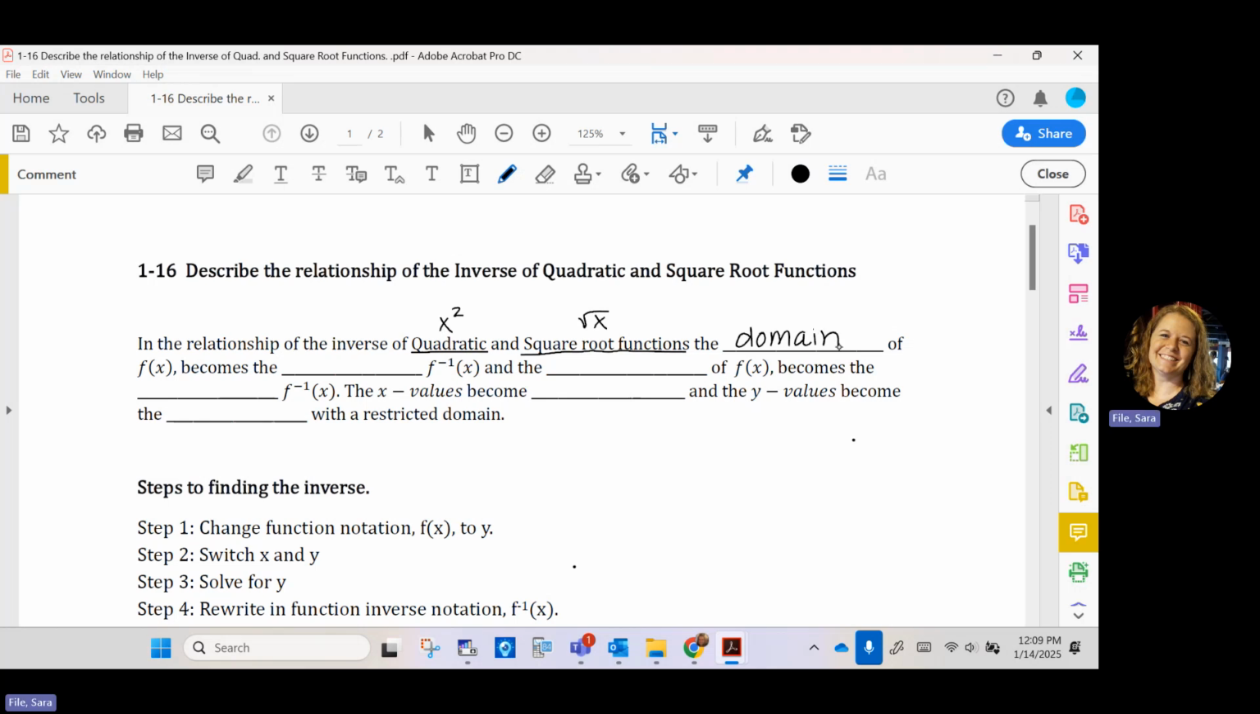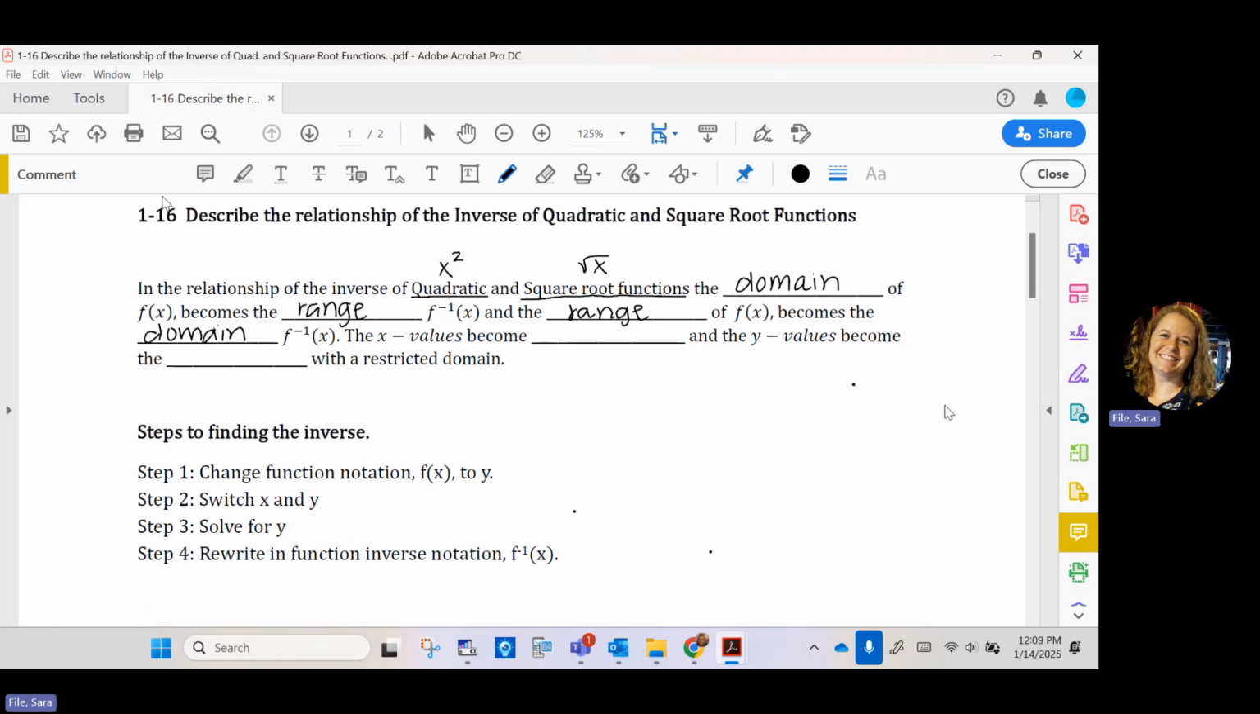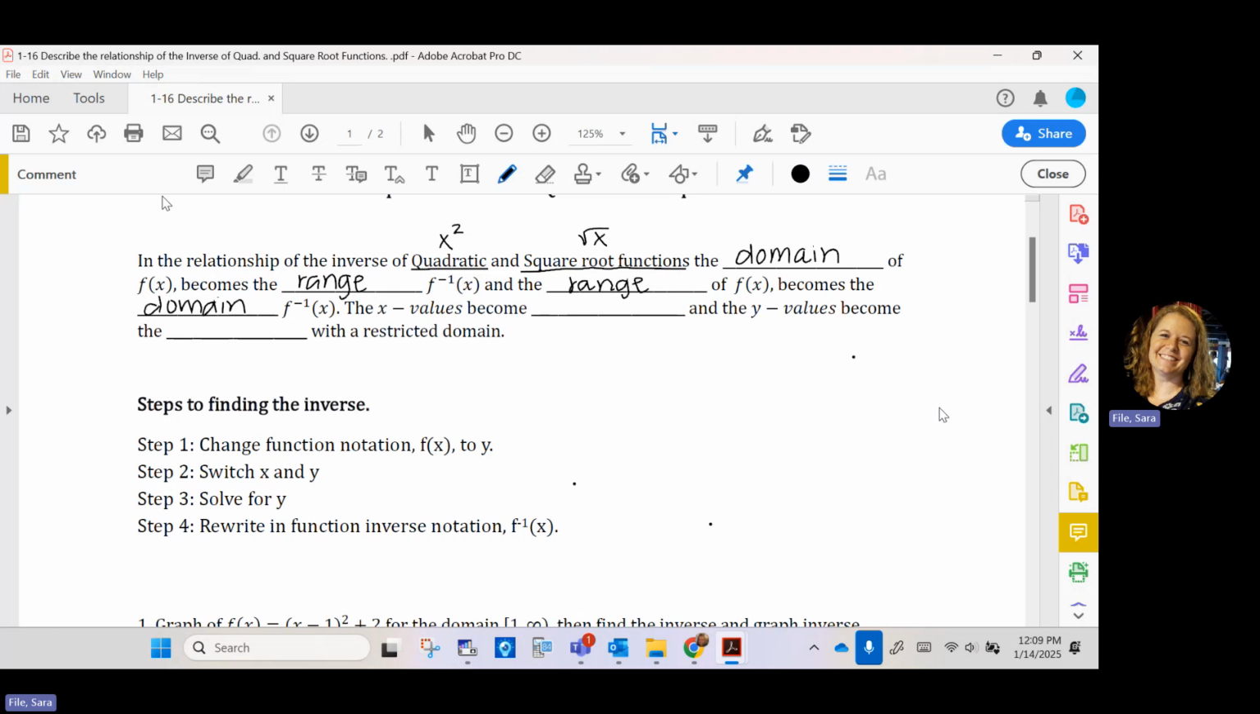of f of x becomes the range of the inverse of f of x. And the range of f of x becomes the domain of inverse f of x. Essentially, we're just switching the domain and range. That's what's happening here. Because we know in inverse functions, inverse means the x and y switch. So that means the domain and range are going to switch. So the x values become the y values. The y values become the x values.